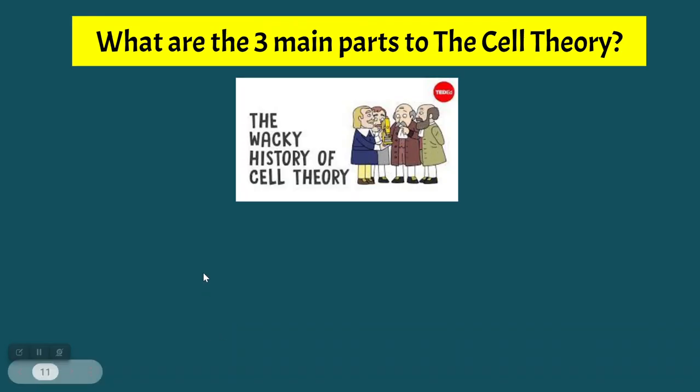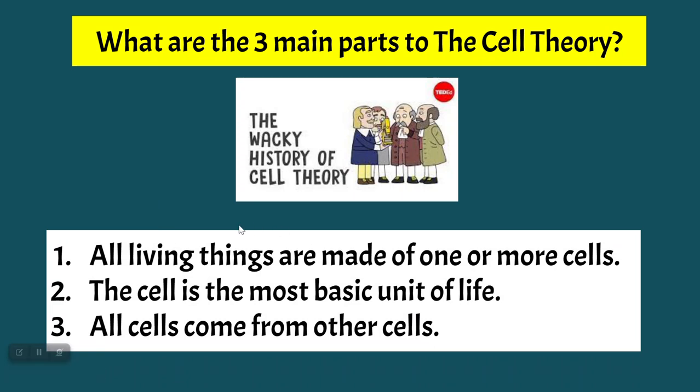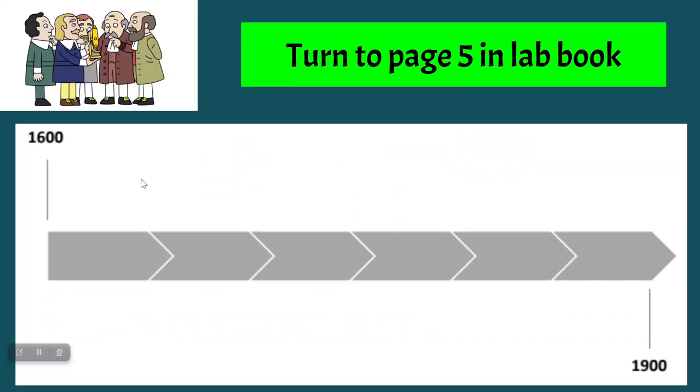All right, so a reminder, after you did your independent work during our last class, you watched a video about the wacky history of cell theory. And so hopefully you remember the 3 parts. Try to think of them yourself right now. Click pause on the video and then come back and see if you were right. So for cell theory, all living things are made of one or more cells. The cell is the most basic unit of life, and things that are smaller, that are part of cells, are not considered to be alive. Okay? And then number 3, all cells come from other cells.